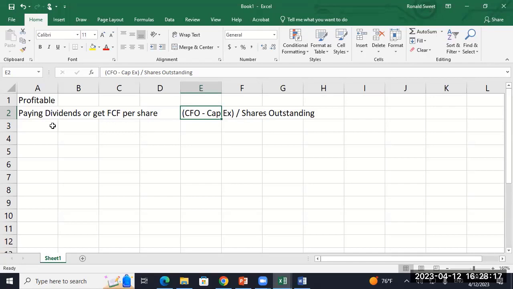I don't like this because it assumes all CapEx is non-discretionary, that you have to spend it. A lot of CapEx is discretionary. Building new stores, that's discretionary. You shouldn't subtract CapEx if it's expanding capacity. The problem is we don't know how much of CapEx is expansionary and how much is maintenance.